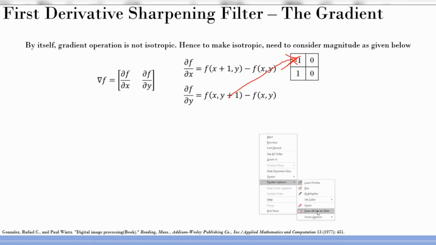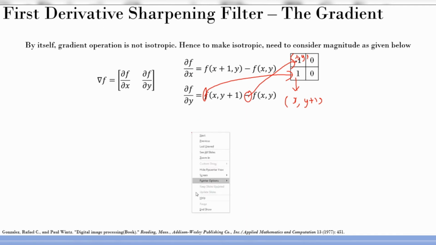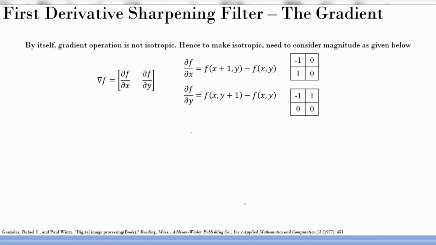Sorry, let me just erase it. So what I'm saying actually is, this is your xy for this guy. And then this naturally will become your x comma y plus 1. So that is why this guy is 1 and that is put over here, and this guy is minus 1 and that is put over here. Both others are 0. And similarly I can come up with minus 1 minus 1, which is nothing but this guy. So that is the operation.